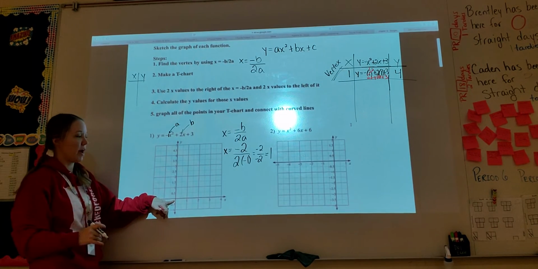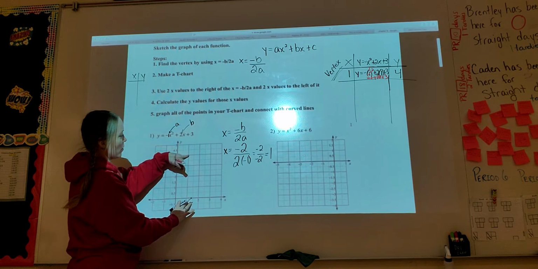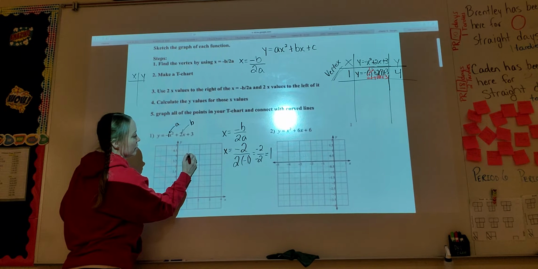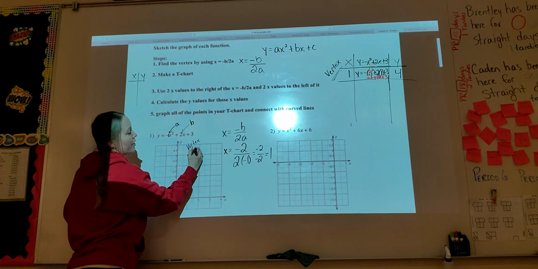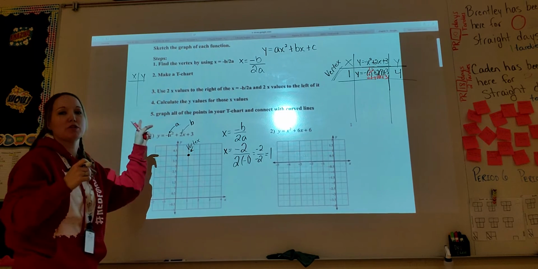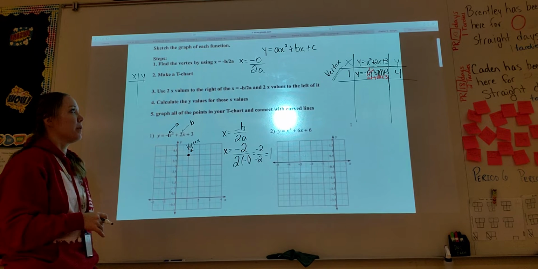It's going to go to my graph. And I'm going to find 1 on my x, 4 on my y. So it's going to be right here. You don't have to label the vertex with the word vertex. I'm just doing that for the purpose of the notes. You wouldn't normally. So I've got that here.